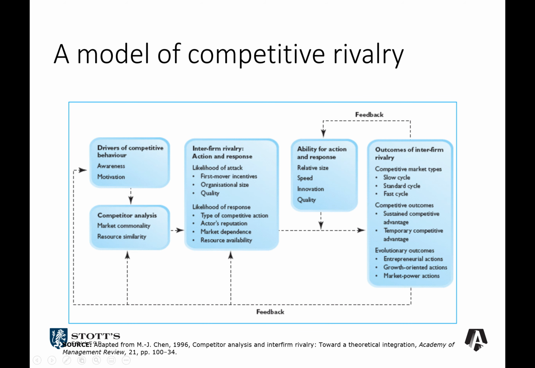So if we look at the previous slide, we can see there are three types of actions that drive the likelihood of attack. The three types are first mover incentives, which drive the likelihood of attack. Organisational size influences the likelihood of the attack. And quality influences the likelihood of attack.